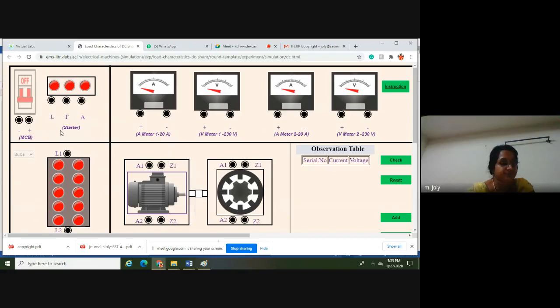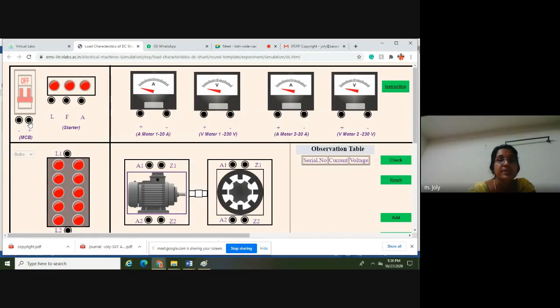Okay, so here MCB positive. This is the MCB, miniature circuit breaker, that is nothing but MCB. So MCB positive to ammeter. It is given, that is nothing but the ammeter. Ammeter 1 positive, because two ammeters and two voltmeters are there.